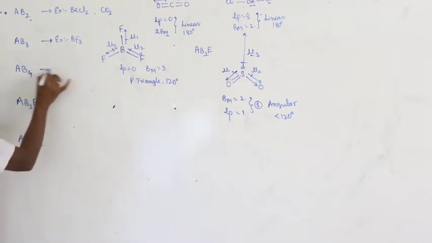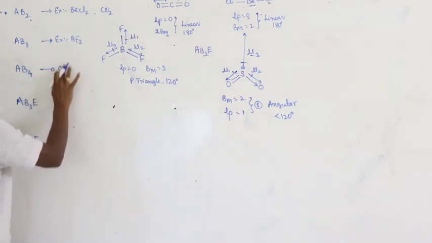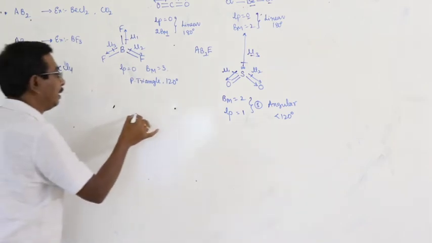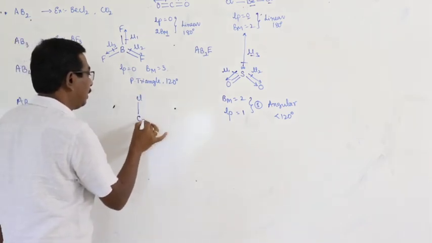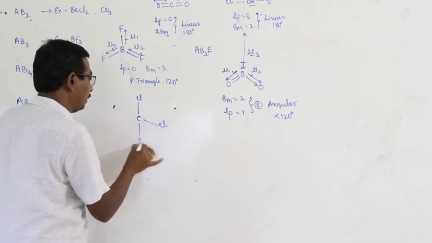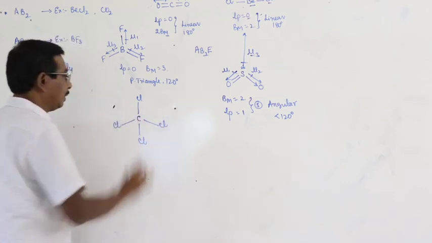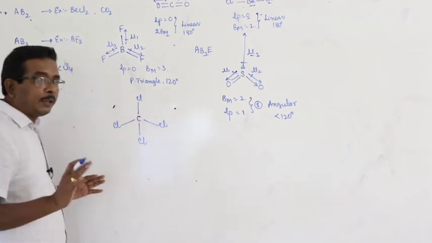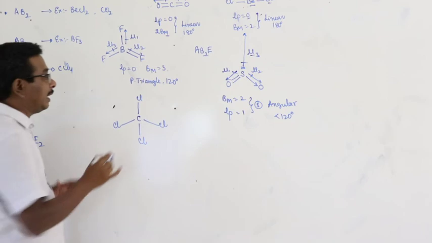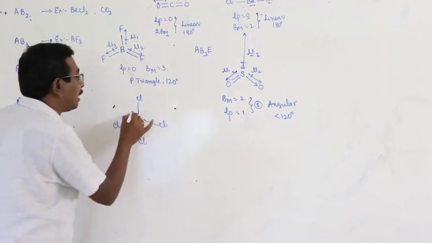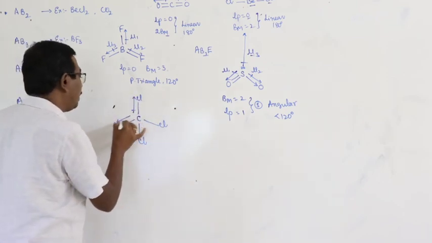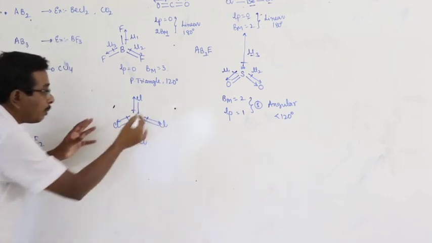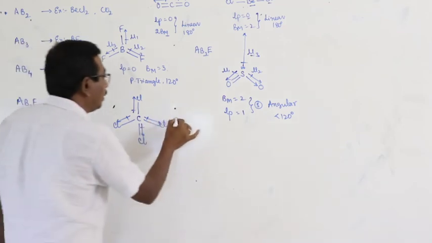Next one, AB4, CCl4 or CH4, whatever it may be. Here, Cl, Cl, Cl, Cl. Carbon electronegativity 2.5, chlorine electronegativity 3. Chlorine is more electronegative than carbon. So, this is the direction of bond moments. All the 4 bond moments are in opposite direction.